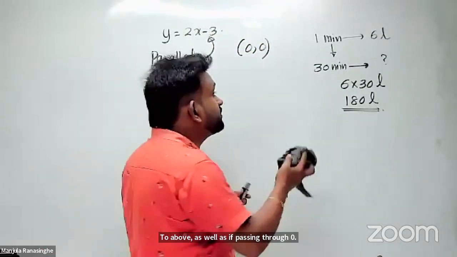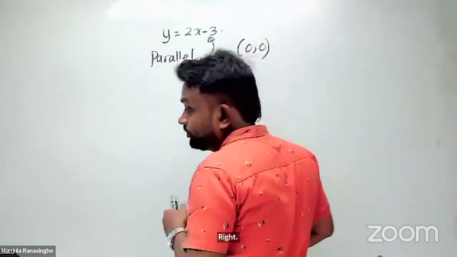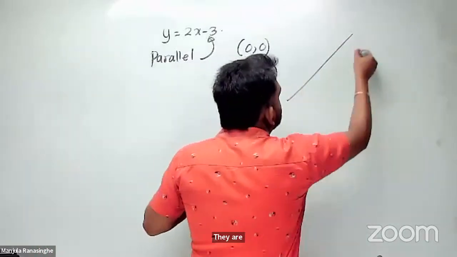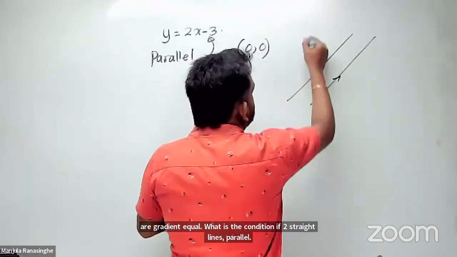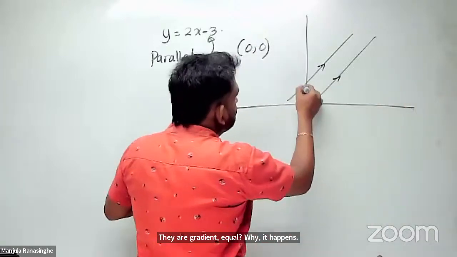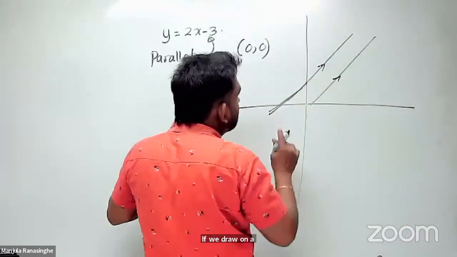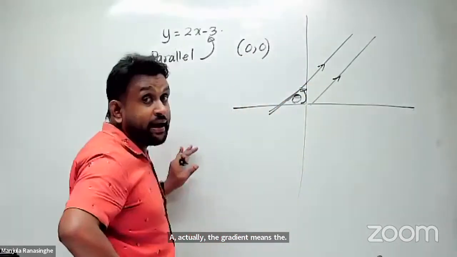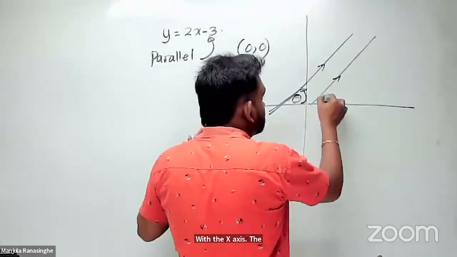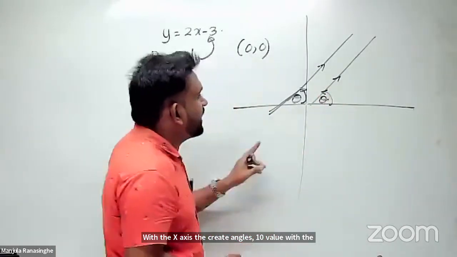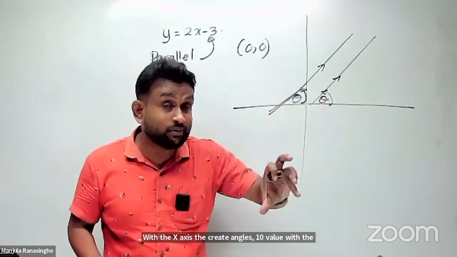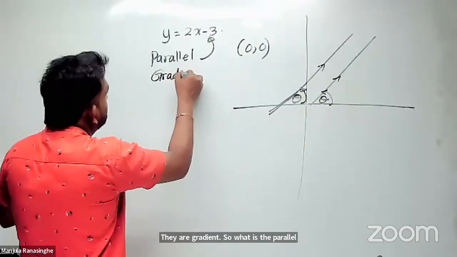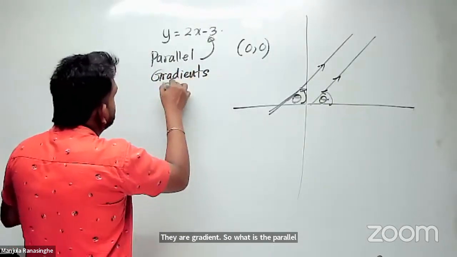Right. So if two straight lines are parallel, it means their gradients are equal. What is the condition if two straight lines are parallel? Their gradients are equal. Why does it happen? If we draw on a coordinate plane, parallel means the gradient, the tan value of the angle created with the x-axis in the positive direction. So if they are parallel, this angle is the same. If the angle is the same, their gradients are the same. So the parallel condition is that gradients must be equal.